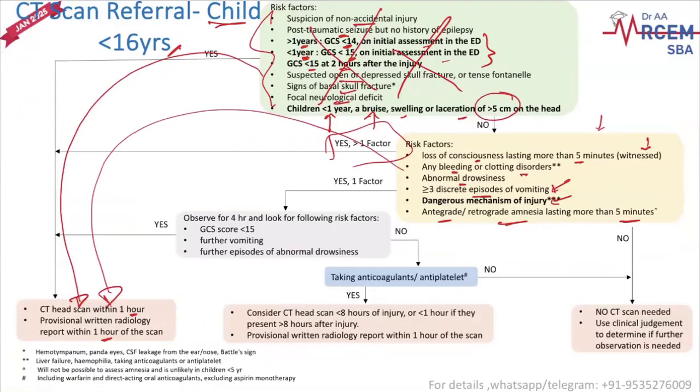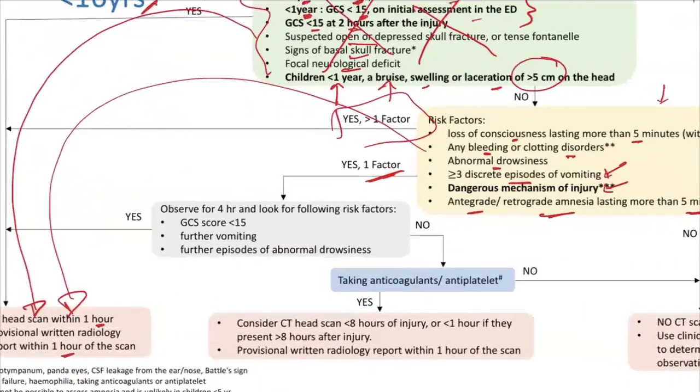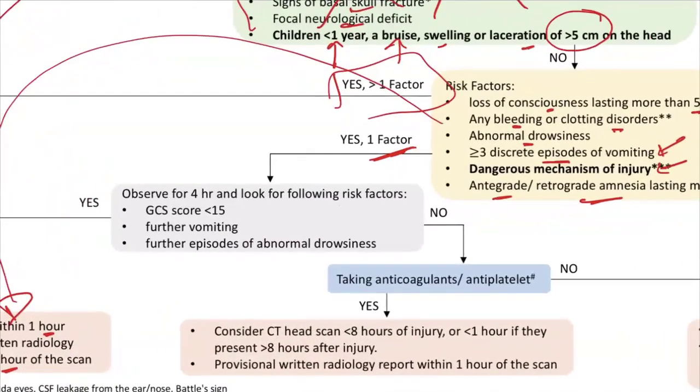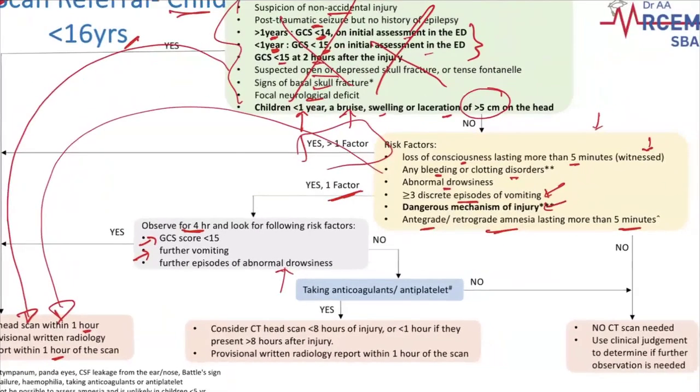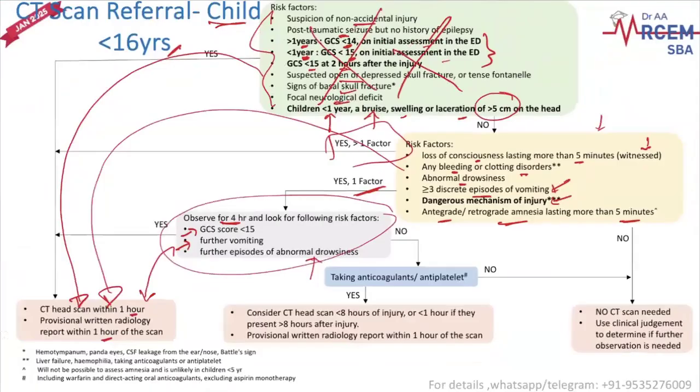by the radiologist. If only one risk factor is present, you will observe the patient for 4 hours. You can either keep them in the emergency department or in the pediatric department. In 4 hours, you are seeing if the GCS is falling below 15, or there are further episodes of vomiting, or further episodes of drowsiness. If any of these factors is present, then from that time, within 1 hour, you get a CT scan done and a provisional report needs to be given within an hour's time.